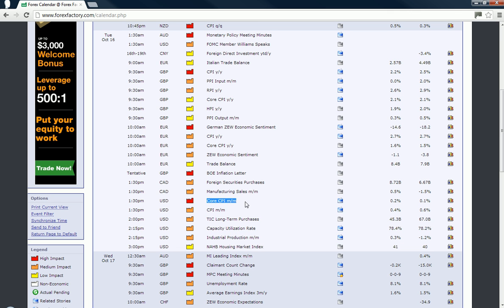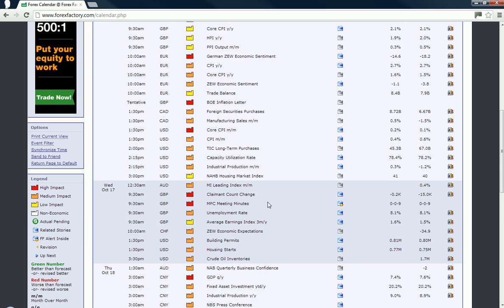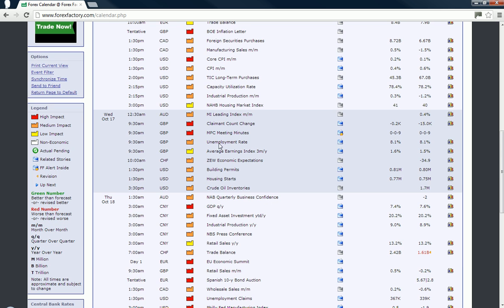The core CPI is the more focused on one, but if the CPI is a big miss or a big upside, then that will move the markets, especially euro dollar. So that's forecast at 0.4% from the previous 0.6%. So we're expecting slightly less inflation there. On Wednesday, 9:30, UK claimants count change forecast at minus 0.2 thousand from the previous minus 15,000. So slightly better numbers with forecast there.